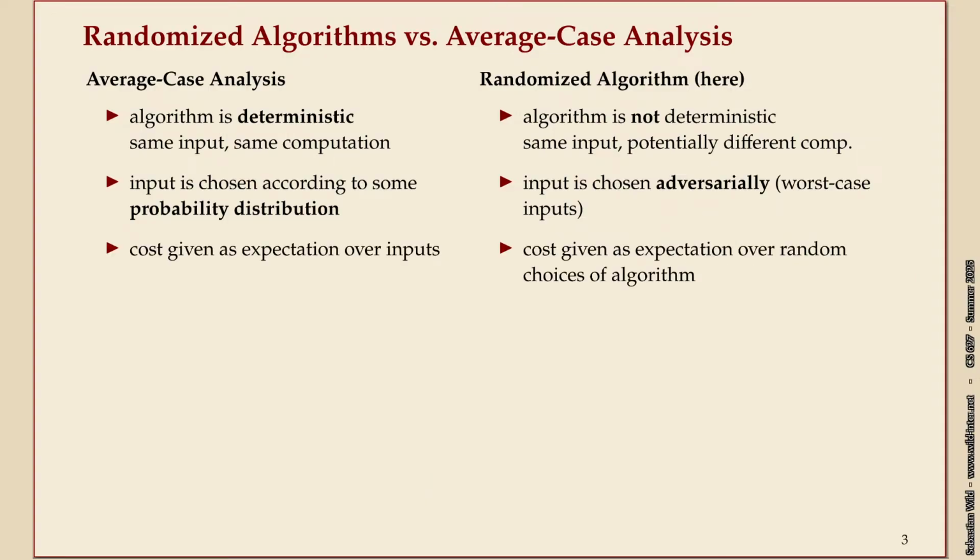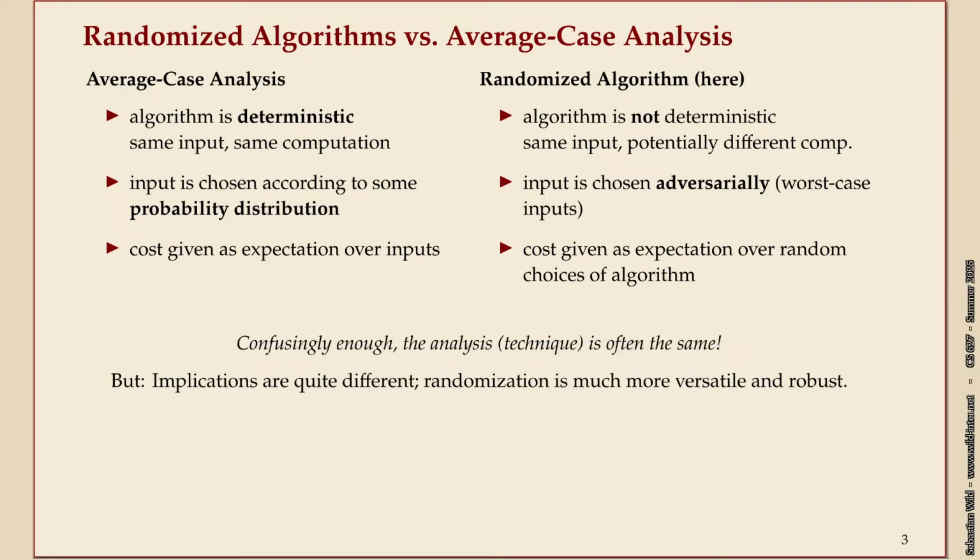And then if we analyze things, the cost is given as an expected value if you do average case analysis, but the expectation is over the different types of inputs. If you do a randomized algorithm and worst case analysis, then the cost is also an expectation, but the expectation is over the random choices of the algorithm. So it's a different beast altogether, but the analysis techniques might still be very similar, just because the randomized algorithm might effectively force the input to look like a random input.